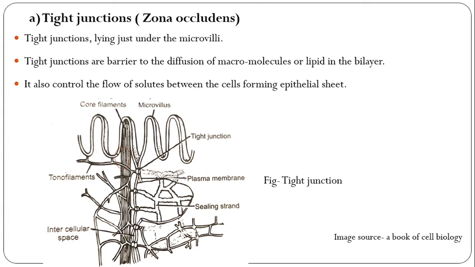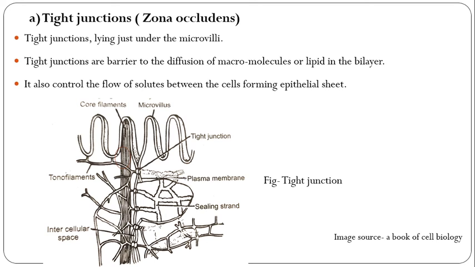See, in red color, the tight junction, just near the microvilli, with core filaments, tonofilaments, plasma membrane, sealing strands, and intracellular space. The lines of these particles produce sealing and therefore have been named sealing strands.